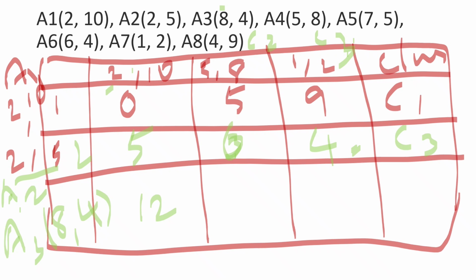Then A3 to cluster 2. The difference is 8 minus 5 plus 8 minus 4. The distance will be 7. Then the same way, A3 to cluster 3: 8 minus 1 is 7, 4 minus 2 is 2. The total distance will be 9. So by comparing all these distances, this one is the smallest. So point A3 will be assigned to cluster 2.